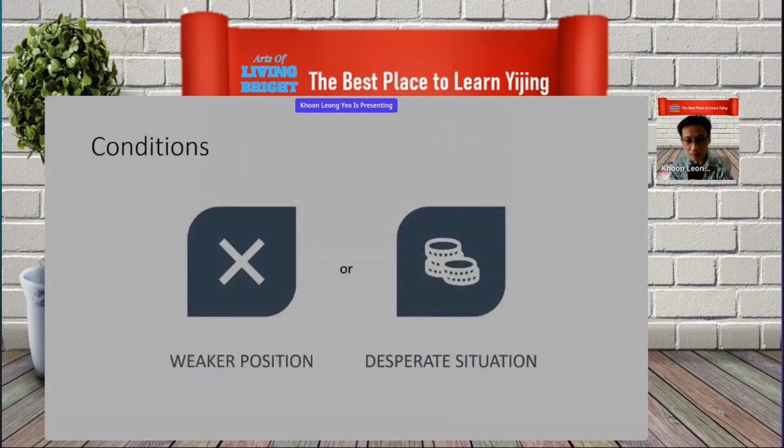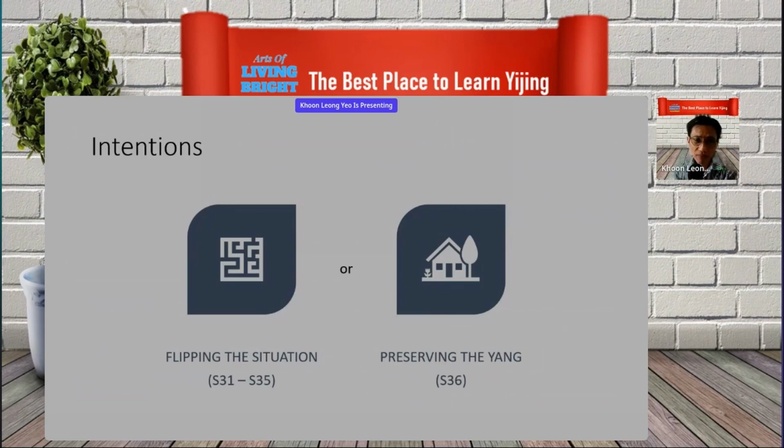When we are at line 1, we are still weak, our foundation is not strong, and we maybe don't have support. So we are in a weaker position or a desperate situation. Sometimes you can be strong, but the situation puts you in a very desperate position, so you may want to consider yourself back at line 1. In that case, your intention is pretty straightforward: you are thinking about flipping the situation over. When your intention is to flip the situation to your advantage, you may want to consider stratagems 31 to 35.